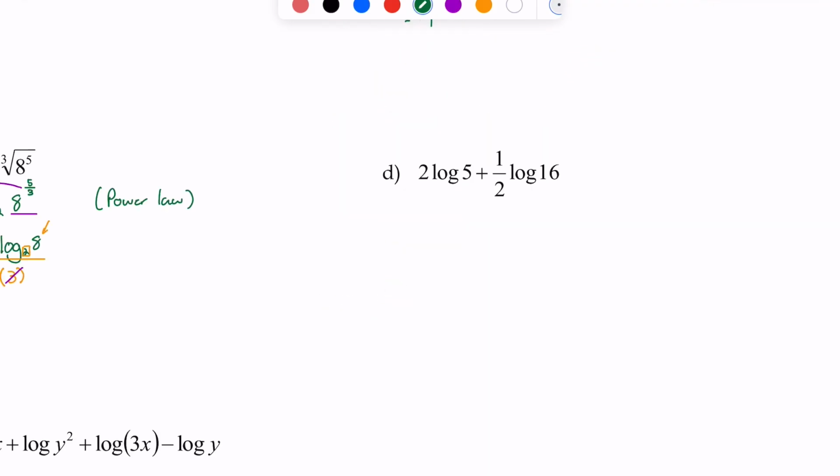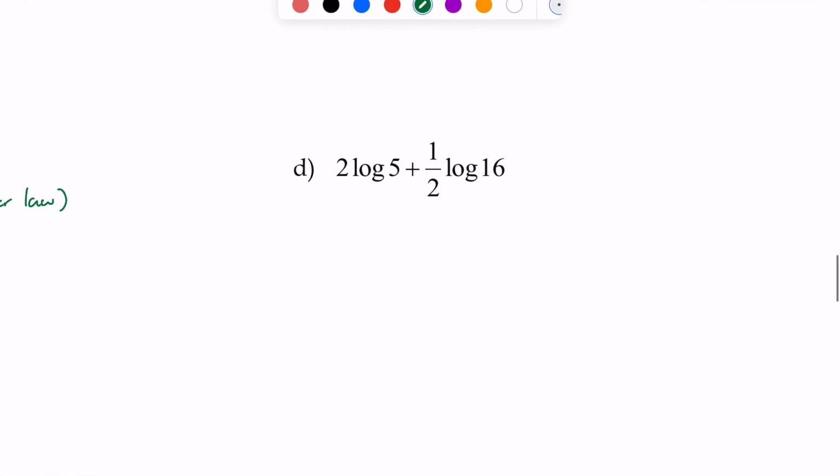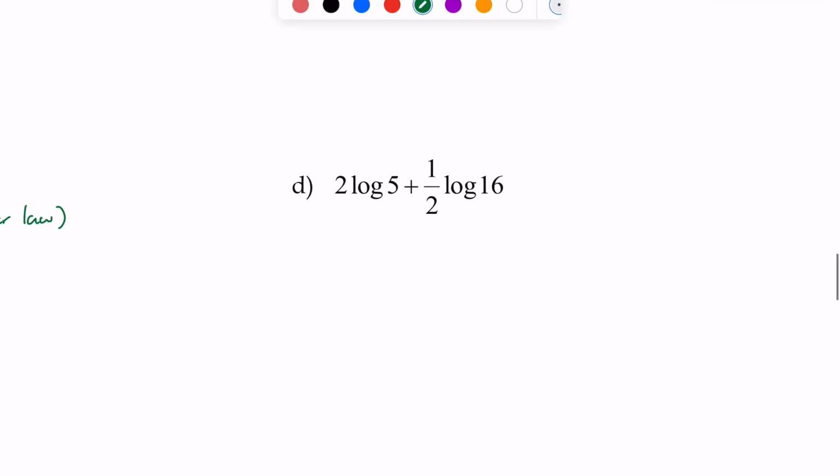If I go to D, I want to simplify this problem. So I'm looking at what law I can apply here. Ask yourself, do I see a common base? Do I see positives? Do I see negatives? What operation can I do? Well, I see that I have base 10 on both, and they're separated by a positive, so I know that I can apply my product rule.